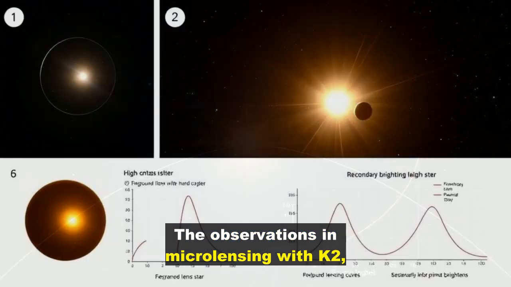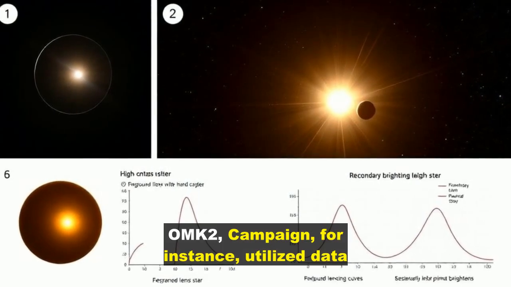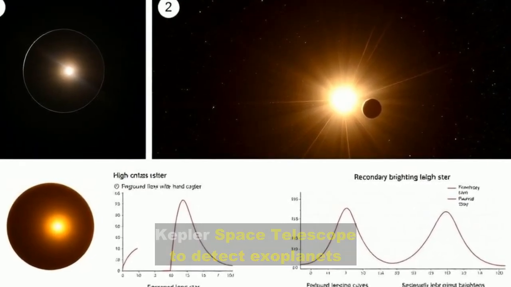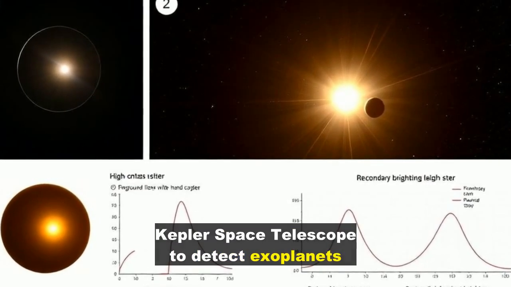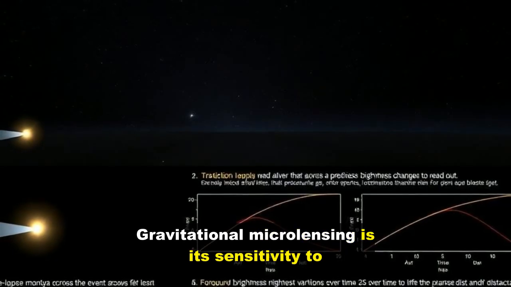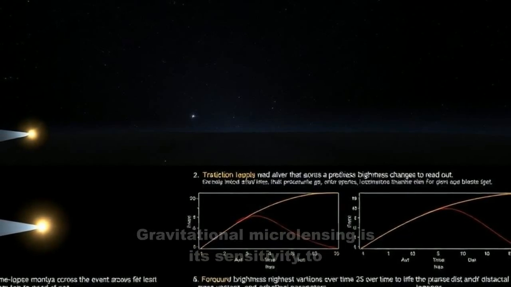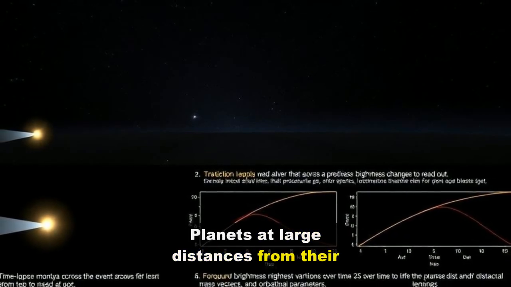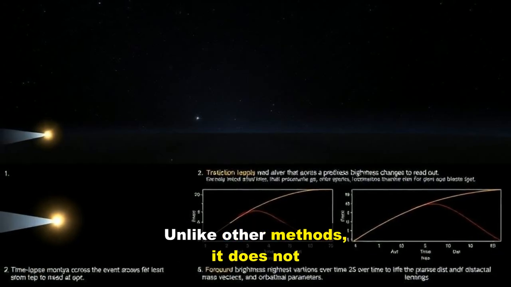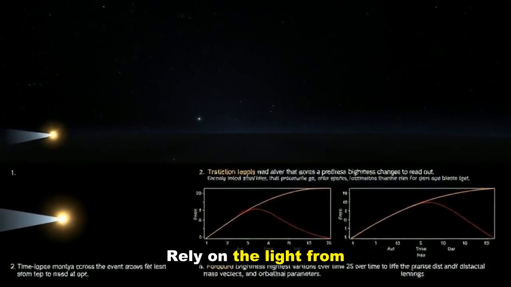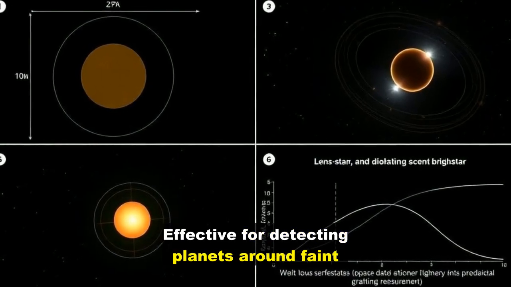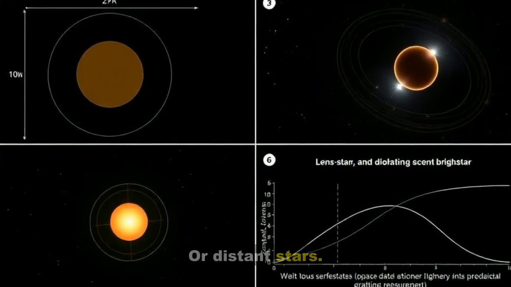The observations in microlensing with K2, the K2C9 campaign, for instance, utilize data from the Kepler Space Telescope to detect exoplanets using this method. One of the primary advantages of gravitational microlensing is its sensitivity to planets at large distances from their host stars, including those in the habitable zone. Unlike other methods, it does not rely on the light from the host star, making it particularly effective for detecting planets around faint or distant stars.